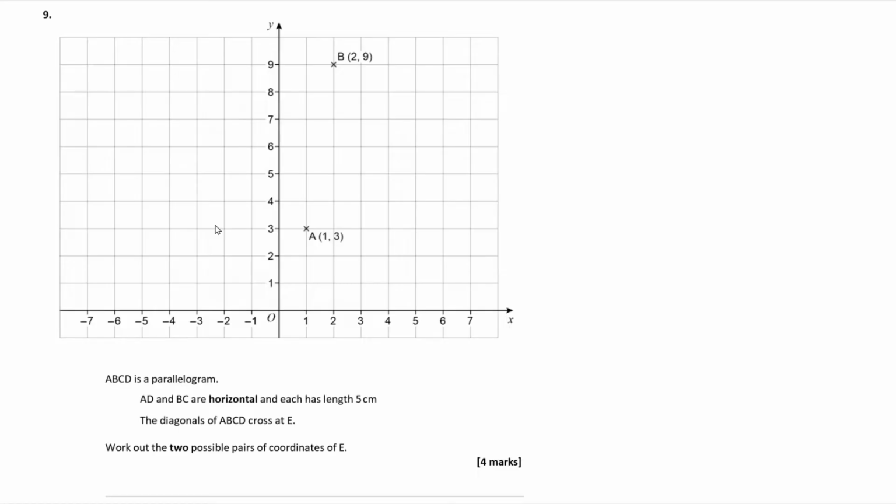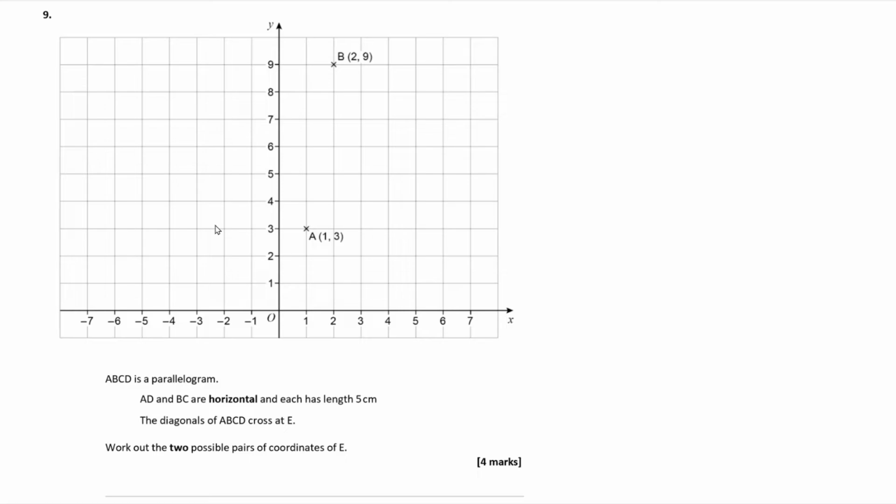Work out the two possible pairs of coordinates of E. So I've got A, B. The other ones I don't see are C and D. But I know that AD is horizontal and worth 5 squares, and BC is horizontal and worth about 5 squares.